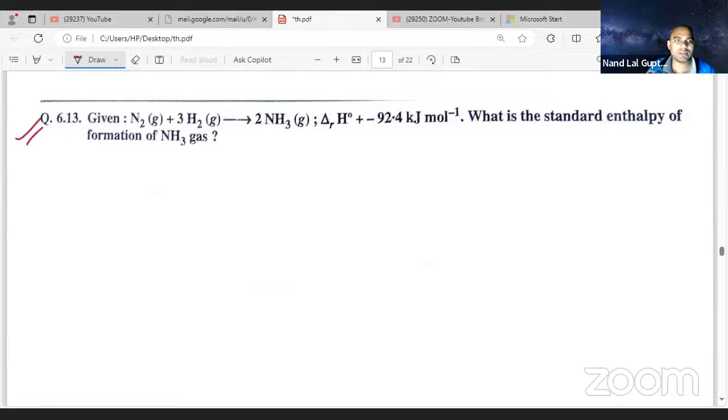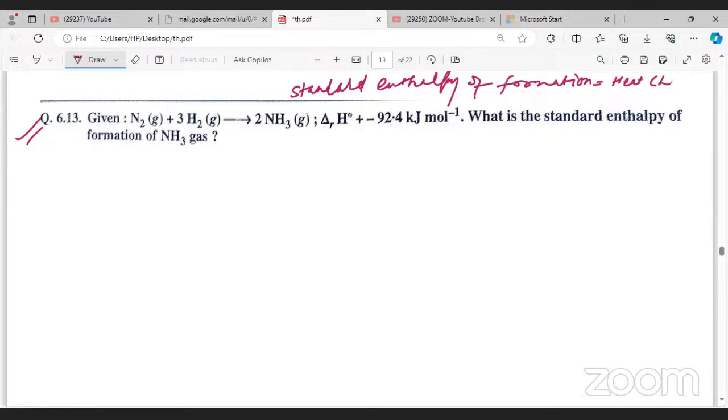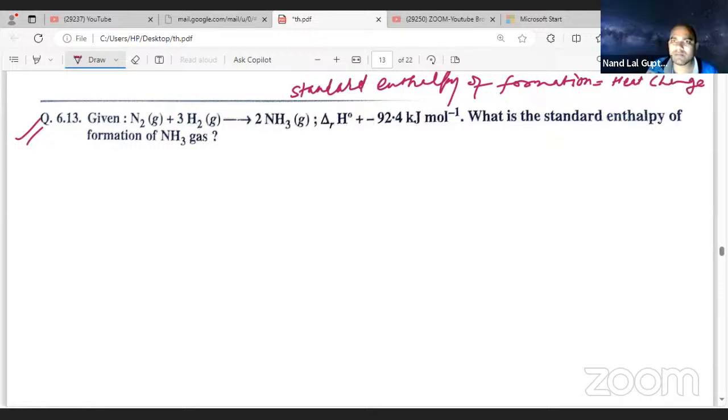6.13. Can you do it? Standard enthalpy of formation is per mole. Standard enthalpy of formation is related to what? This is the heat change, okay, the heat change in formation of 1 mole of product. Now solve.